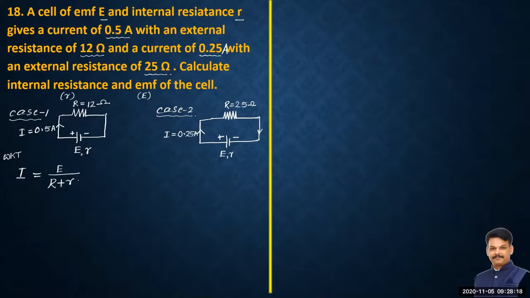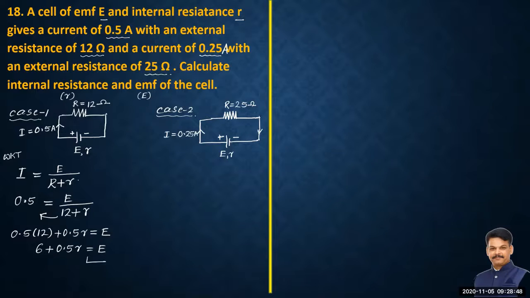Correct. So, what is I? It is 0.5. That is equal to EMF, I don't know, the resistance is 12 ohm and the internal resistance I don't know. Now shift the denominator to the LHS. It is 0.5 into 12 plus 0.5 into r, that is equal to E, or 6 plus 0.5 r is equal to E. Call it as 1.